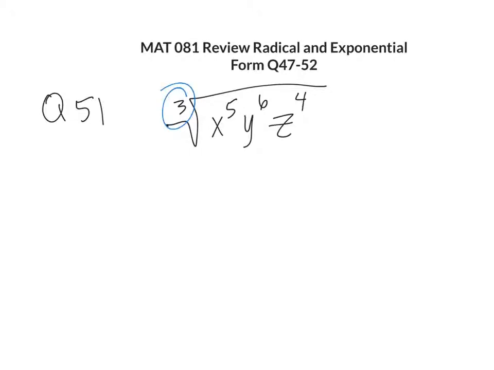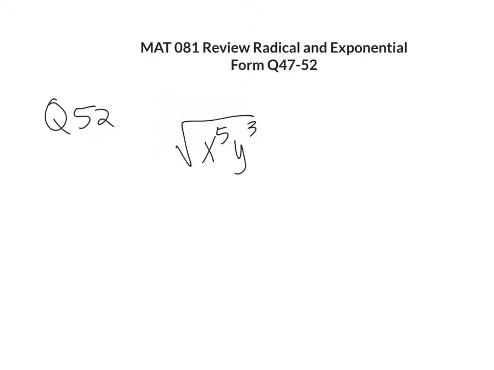Here, this is going to be our bottom number, and everything else will be on the inside. So this is all to the power of 1/3. There's technically not a number here, so we assume that it's the square root, so we put a 2. So we're going to have x to the 5th, y to the 3rd, all to the 1/2 power.